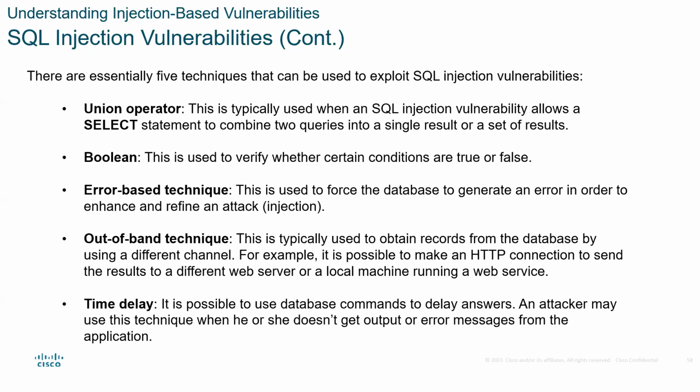There are essentially five techniques that can be used to exploit SQL injection vulnerabilities. There's the union operator. This is typically used when an SQL injection vulnerability allows a select statement to be combined with more than one query. There's Boolean. This is used to verify whether something is true or false, so it's either 0 or 1, on or off.